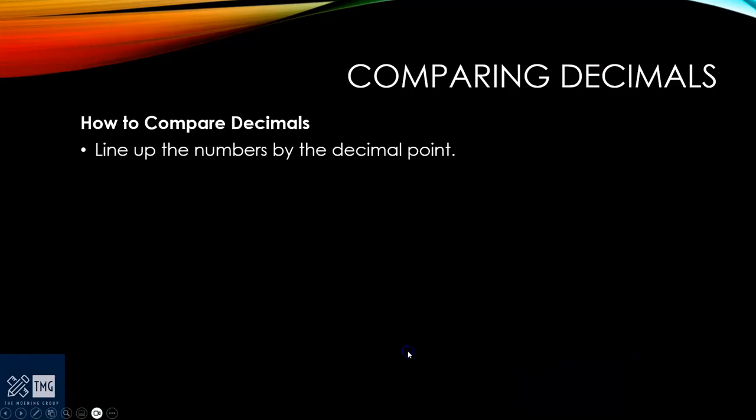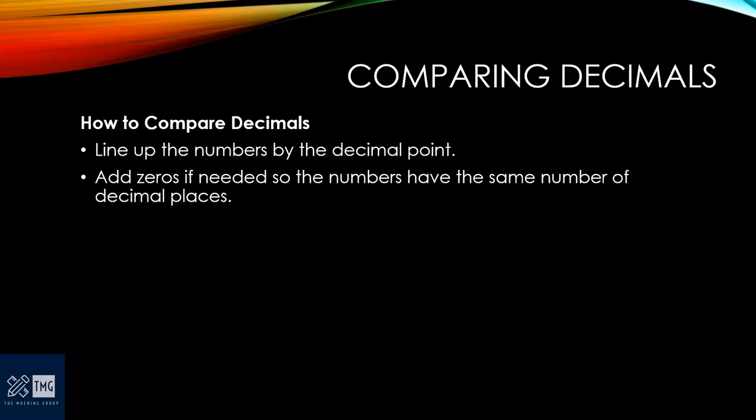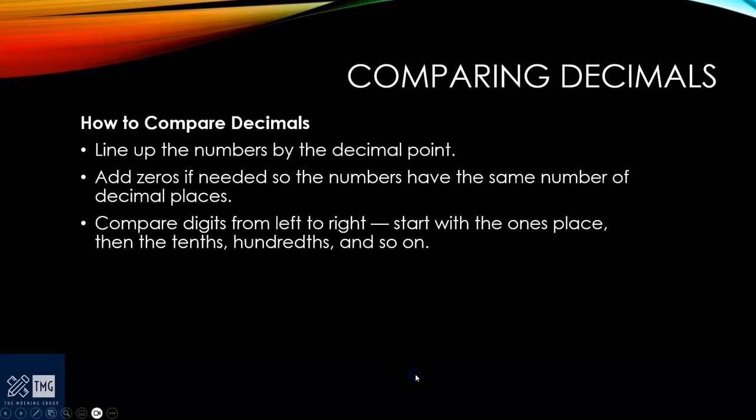So how do we compare decimals? First, we're going to line up the numbers by the decimal point. We're going to use that as kind of our delineating factor there. We're going to add zeros if we need to, so the numbers have the same number of decimal places. So if you line them up vertically so that every number is on top of another number, those zeros are like place value holders.